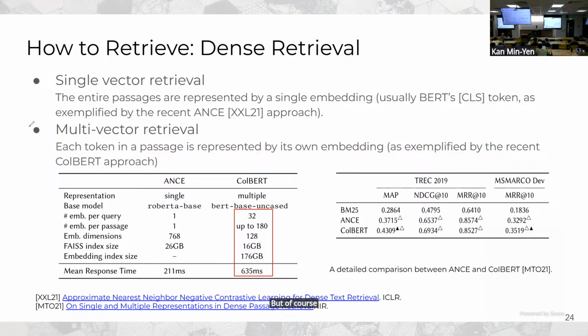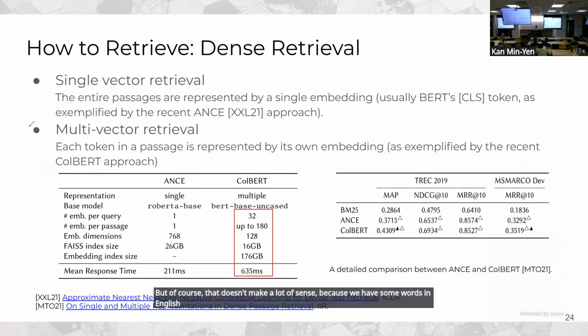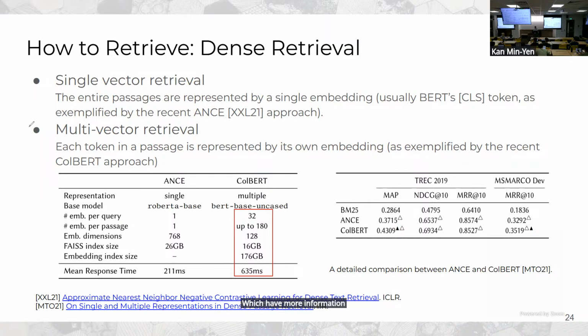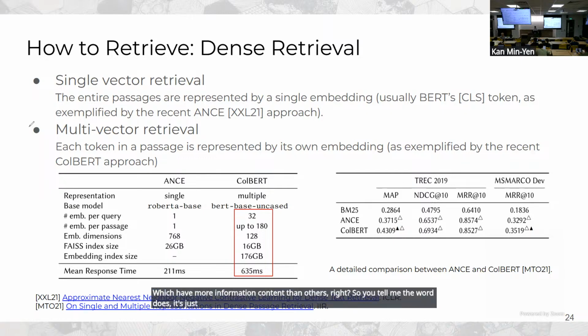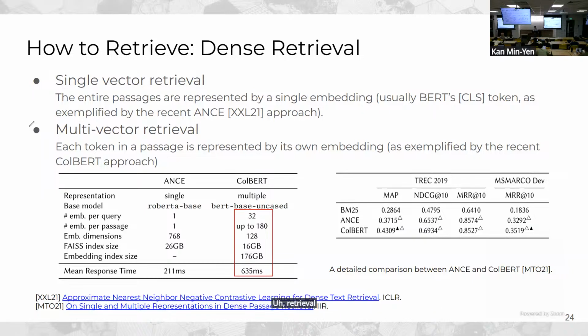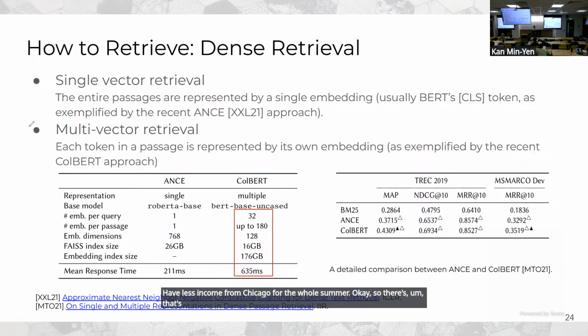But of course, that doesn't make a lot of sense, because we have some words in English and every other language which have more information content than others, right? So you tell me the word "does" is just as important as "retrieval"? I beg to differ. We all know that more common words have less information content for the most part. Okay, so that's one of the findings from this paper.